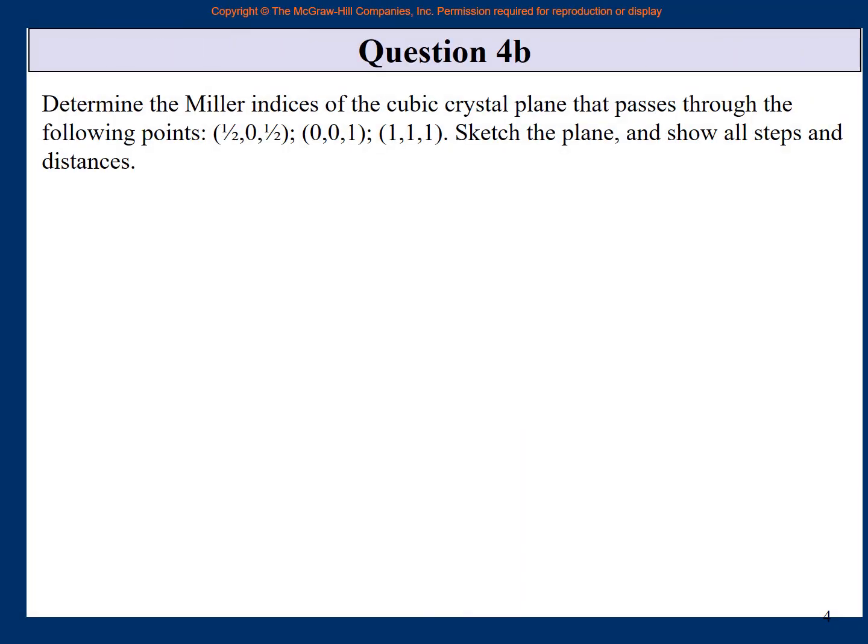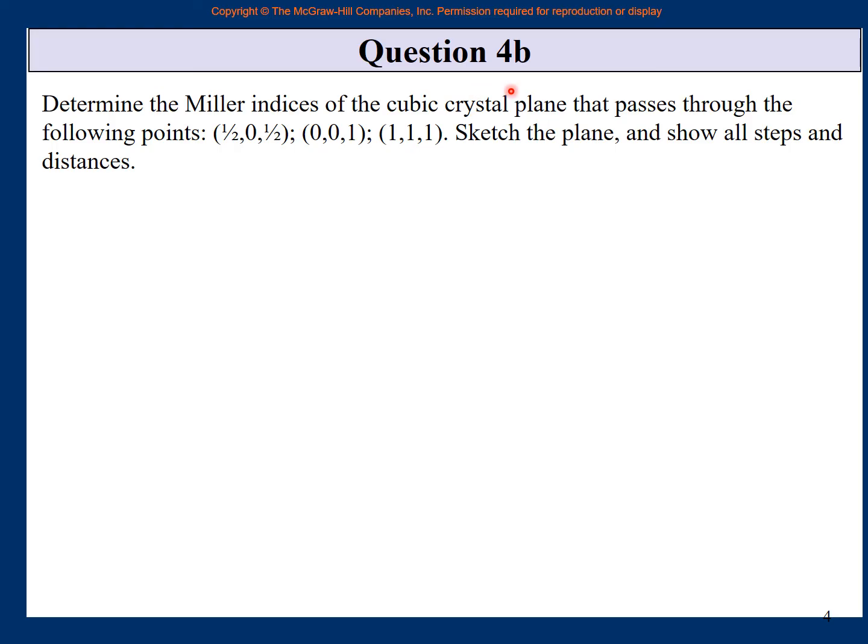Let us go to the second part, 4B. Determine the Miller indices of the cubic crystal plane that passes through the following points: half, 0, half; 0, 0, 1; 1, 1, 1. Sketch the plane and show all steps and distances.